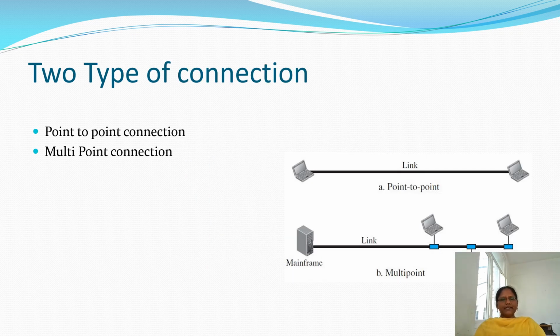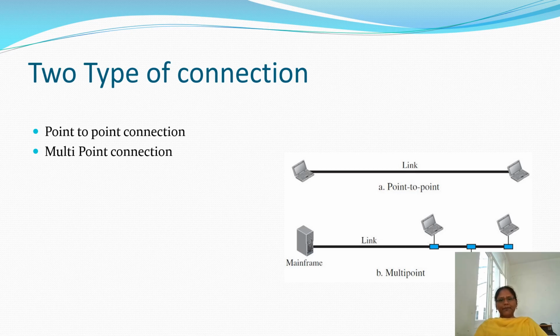In a network, generally we have two different types of connection. One is point-to-point connection and another one is multi-point connection. This diagram illustrates the two different types of connection. In point-to-point connection, there is a single dedicated link between two devices. The particular link is shared between only two devices. The entire bandwidth is shared among only device A and device B.